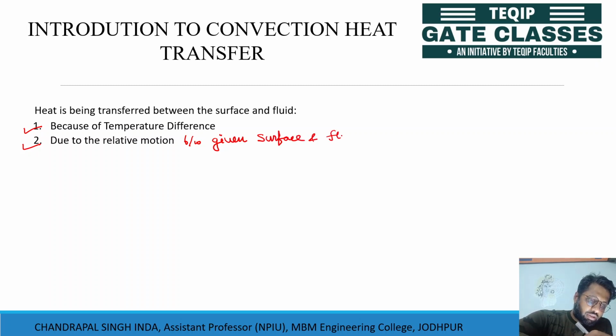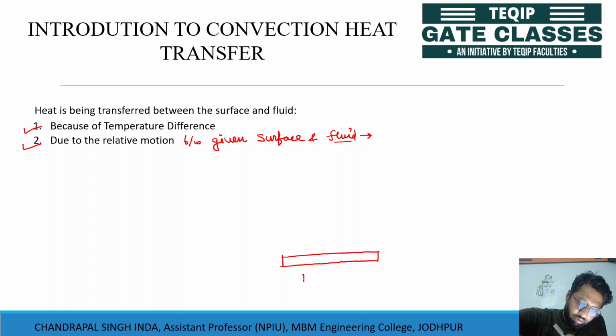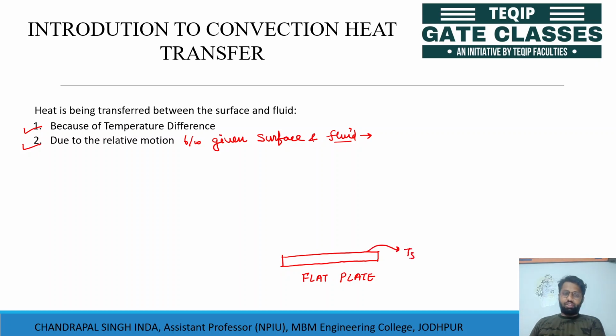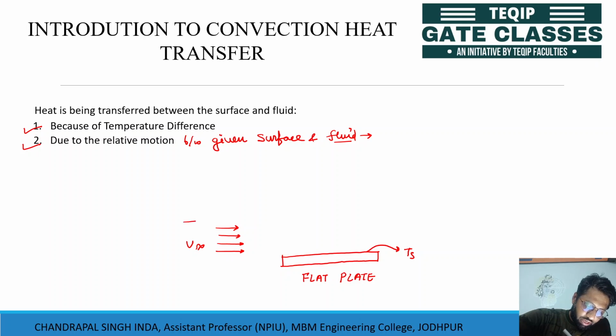To understand the definition of convection, let's consider an example of a solid plate, a solid surface, a flat plate, which is maintained at a temperature Ts, and a fluid stream with velocity u infinity and temperature T infinity approaching towards the flat plate.